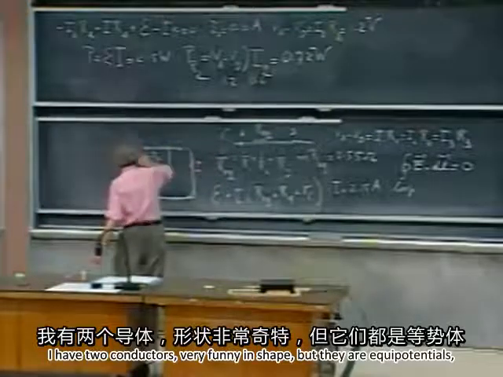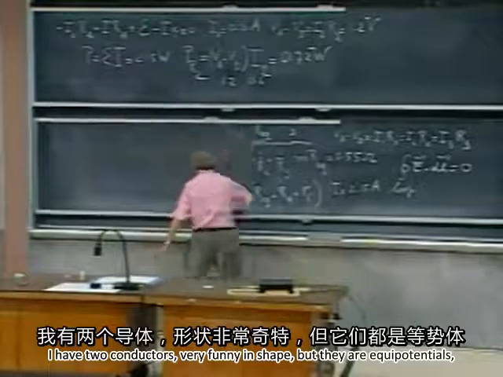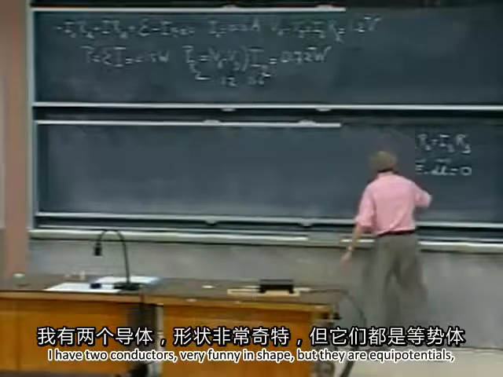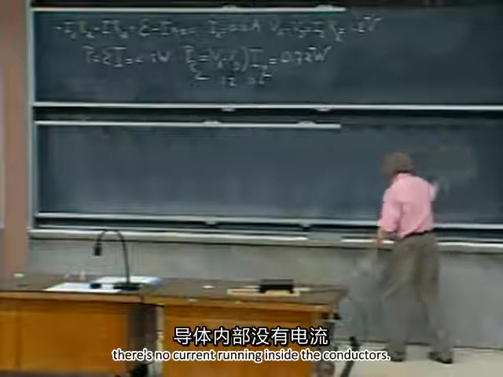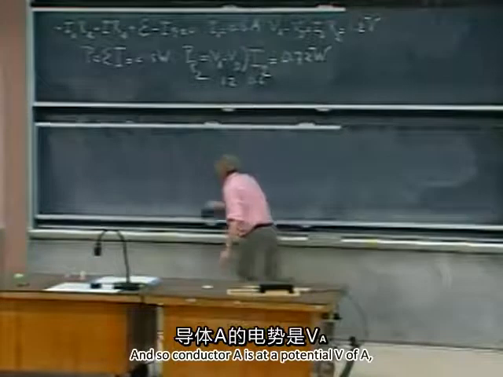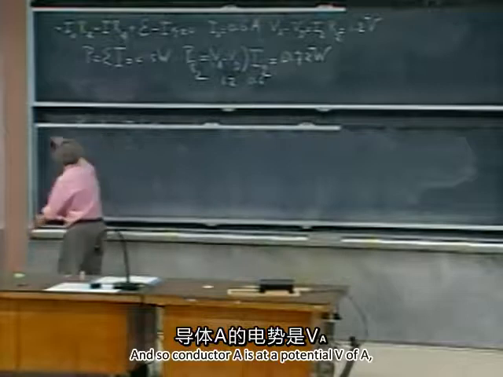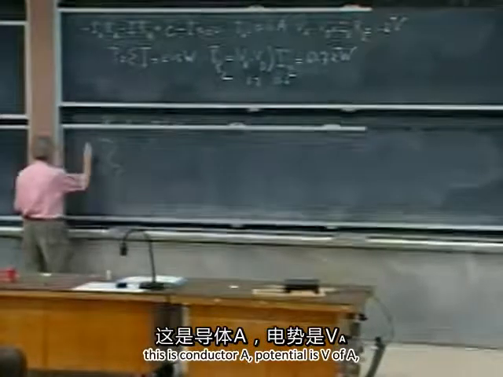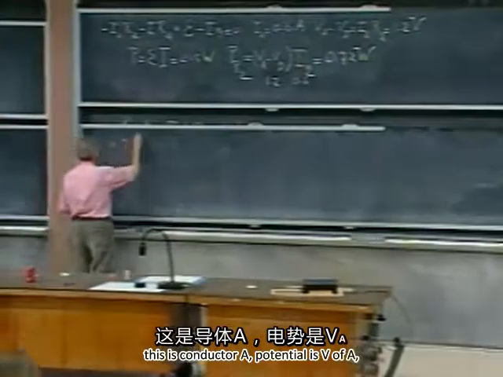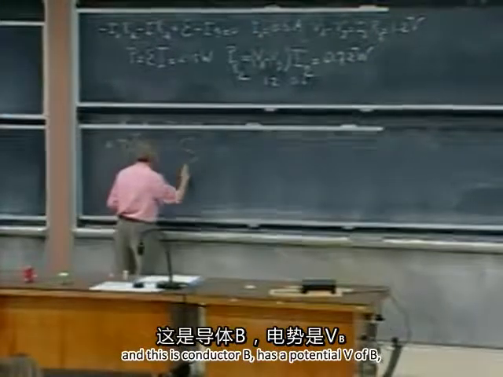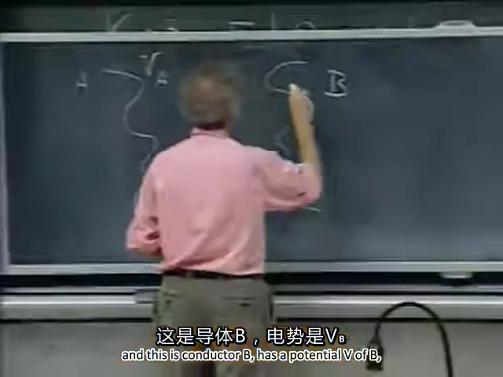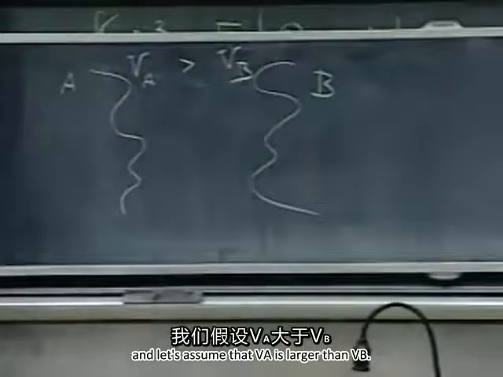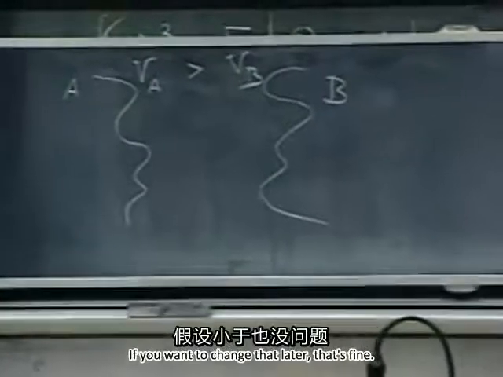I have two conductors, very funny in shape, but they are equipotentials. There's no current running inside the conductors. And so conductor A is at a potential V of A. This is conductor A, potential is V of A, and this is conductor B, has a potential V of B, and let's assume that VA is larger than VB. If you want to change that later, that's fine.